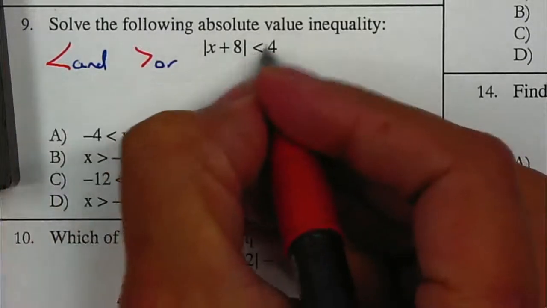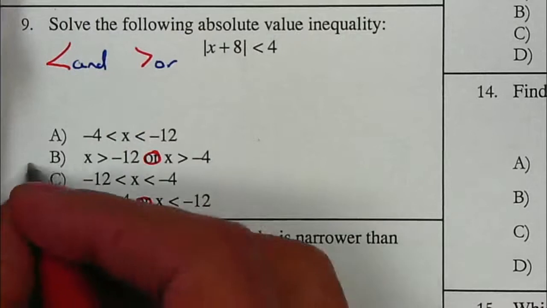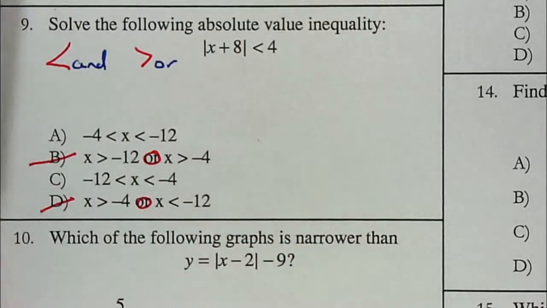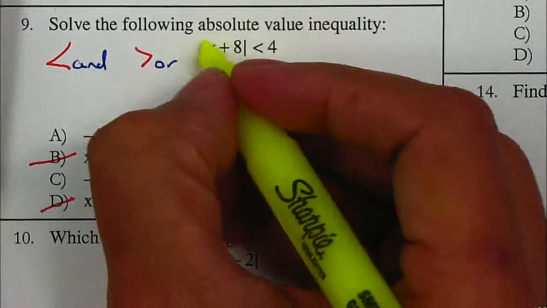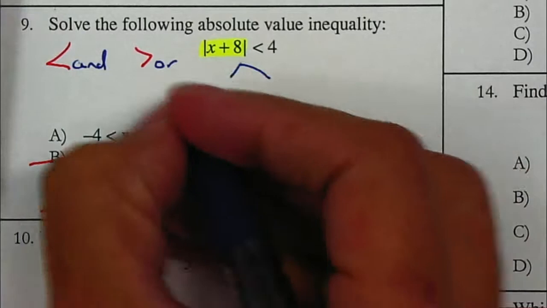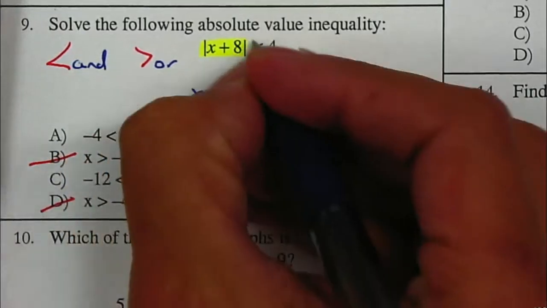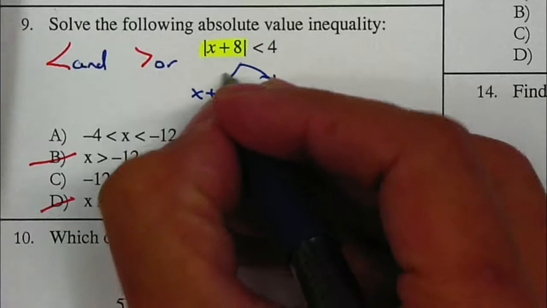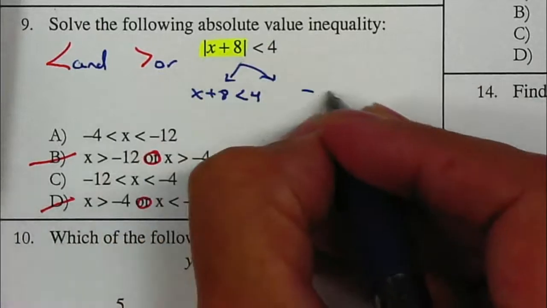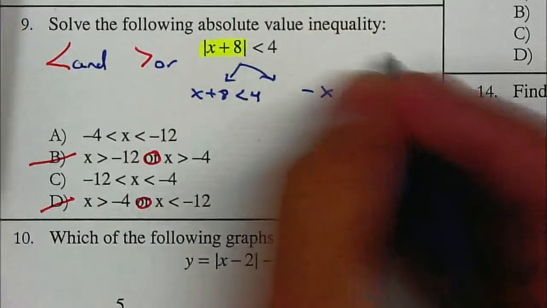In this case we have a less than, so it's going to be an and, so I can cancel the ones with an or. I know those will not be a solution. Now to solve it, I'm going to rewrite it twice. Remember, absolute value, you end up with two solutions. The first time it will stay exactly as it is. The second time you're going to change it to the opposite. So it'll be x becomes a negative x, 8 becomes a negative 8, less than 4.